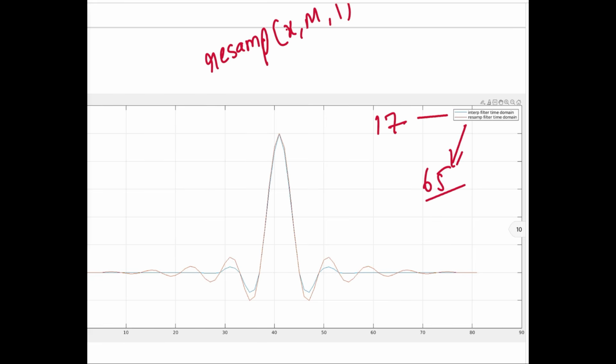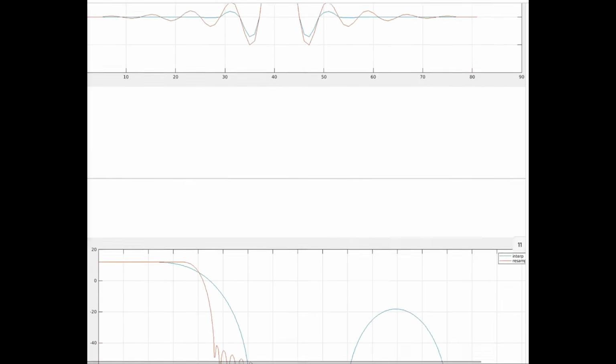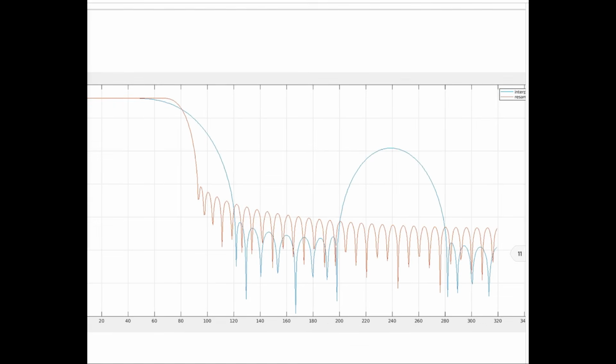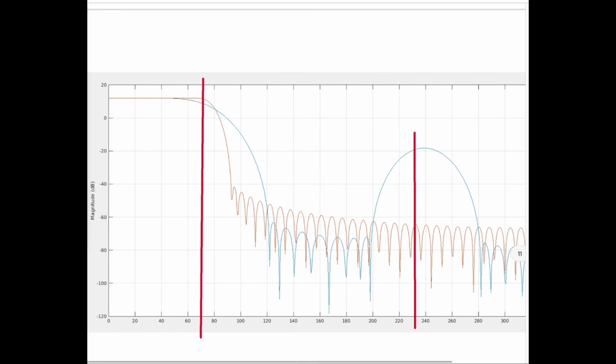Just to compare these time domain plots, I introduced zeros on the left and the right. But the actual understanding lies in the magnitude response. If we compare the magnitude response, blue is the interp function and red is the resample function. I hope now you can relate the logic: my signal is somewhere at 70 megahertz, and if I look at 230 megahertz, we can see that the resample function's filter is attenuating the image a lot, by more than 60 dB.